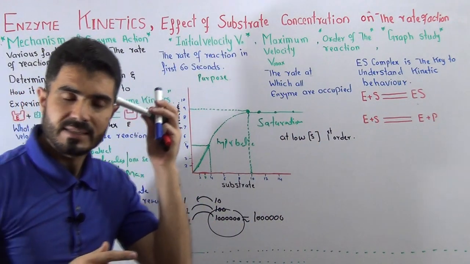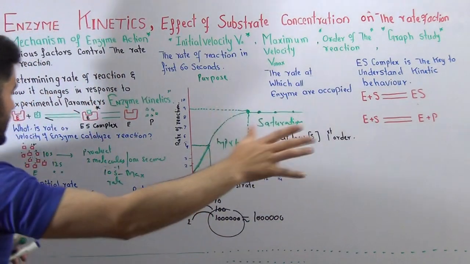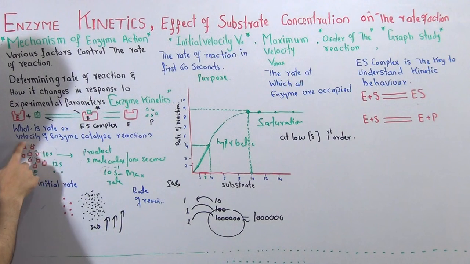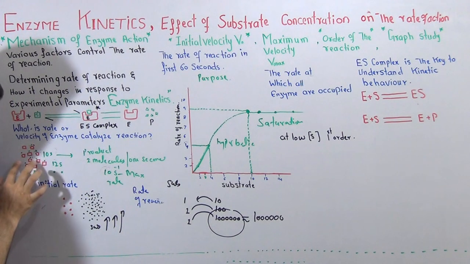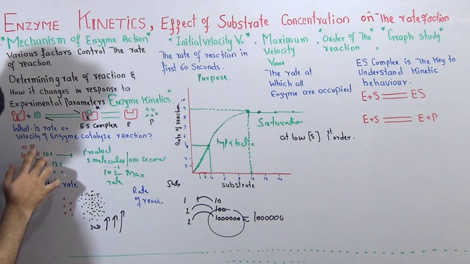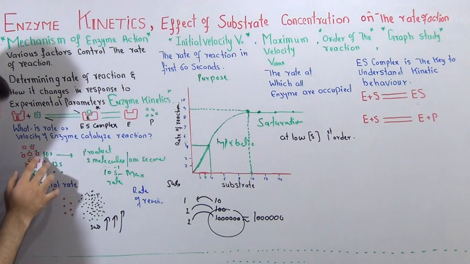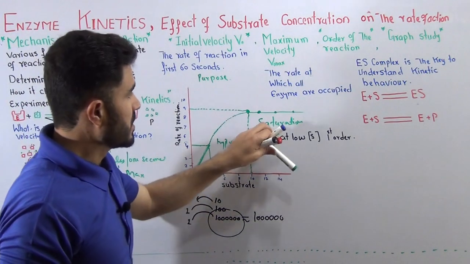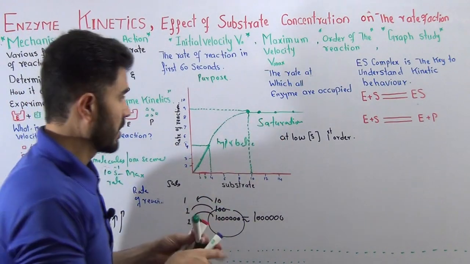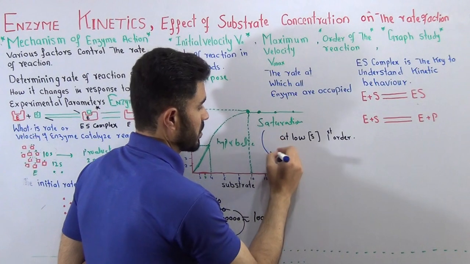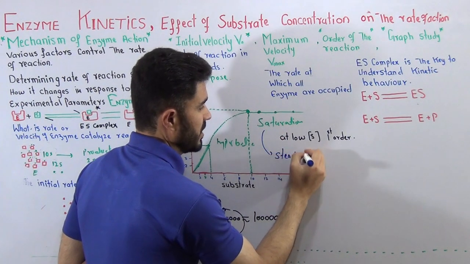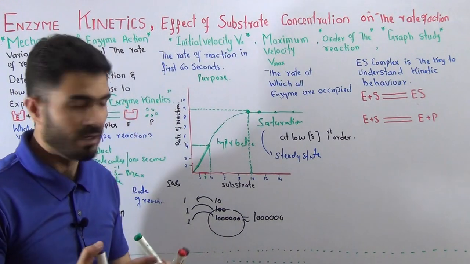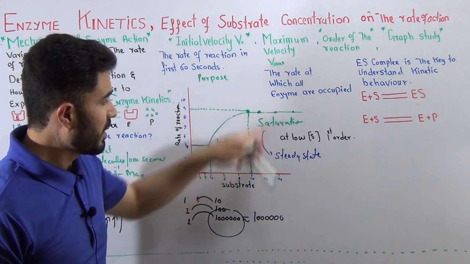What happened? Why did this happen? It means all the enzymes that we had, 10 enzymes, are now occupied by the substrate molecules, 10 substrate molecules. This situation is called enzyme saturation or steady state. This is also called steady state condition, where the line becomes parallel with the x-axis.